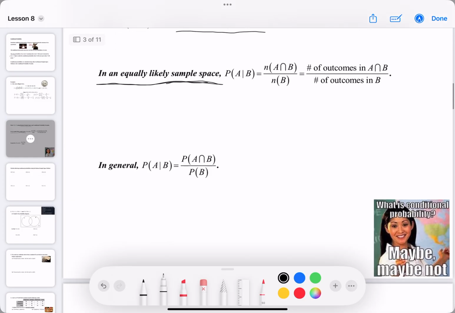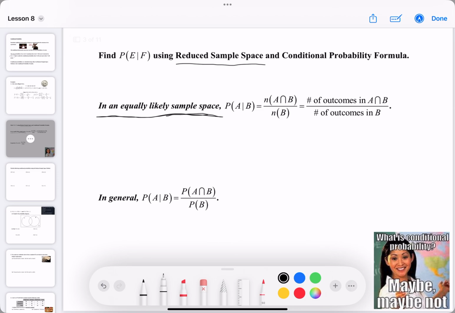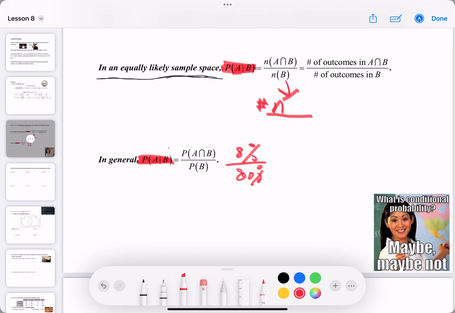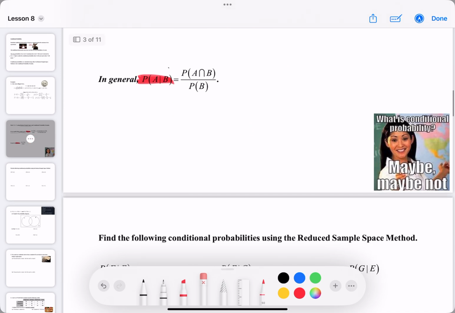Another formula is called the conditional probability formula. The same thing, so this part is the same. P of A given B equals P of A and B divided by P of B. So the top and bottom are probabilities, so they are percentages, for example, 88% over 80%. And this one is numbers, for example, number of elements. Okay, let's see the next part.